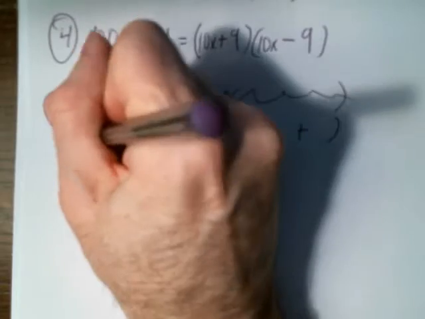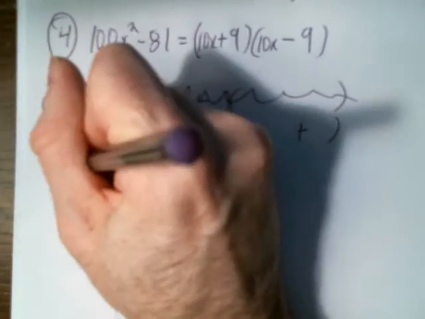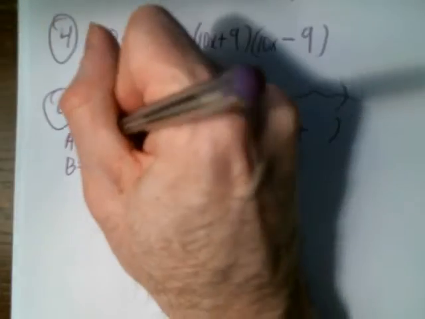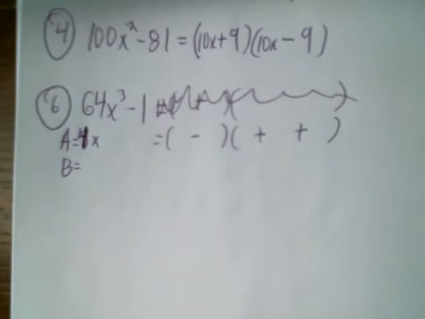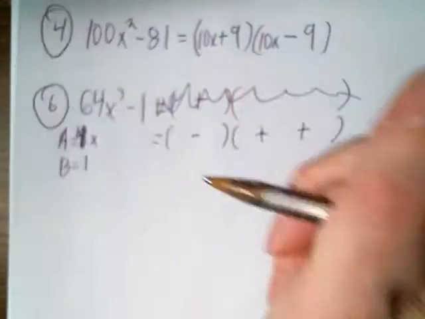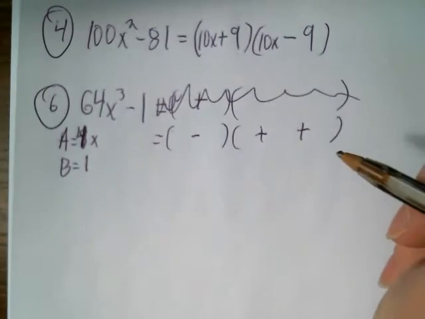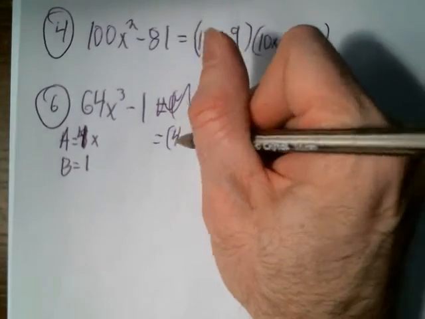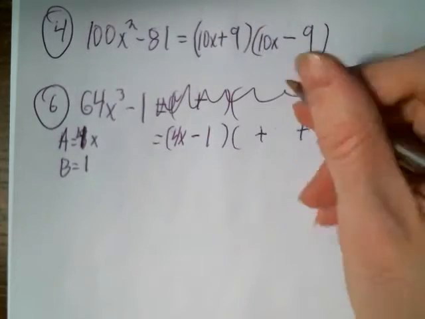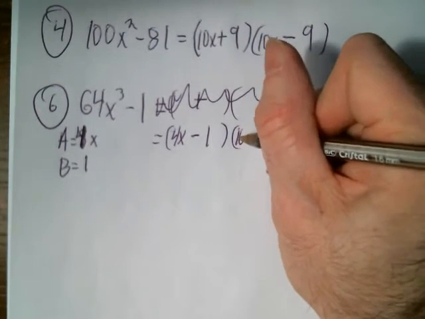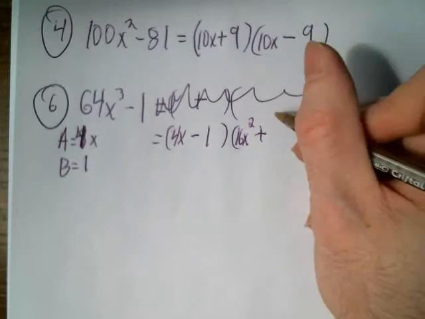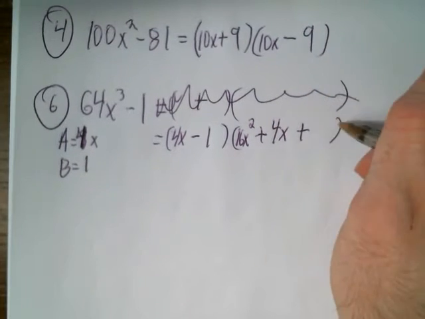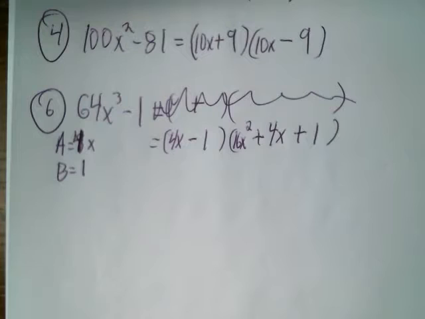Our A is 4x. 4 times 4 is 16, and then 16 times 4 is 64. And our B value is 1. And then we need to put A minus B, and then A squared is 16x squared. A times B is just 4x, and then B squared is just 1.